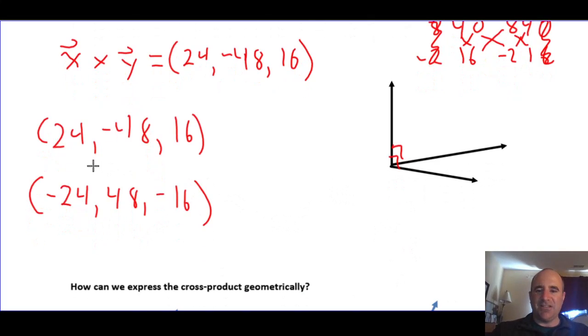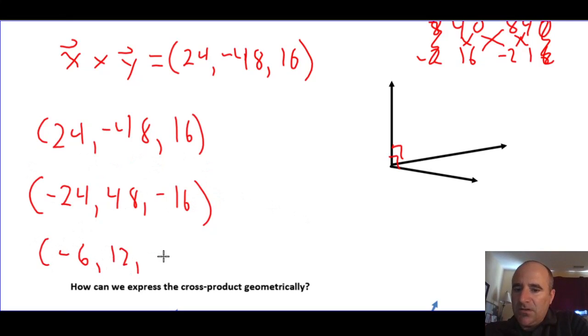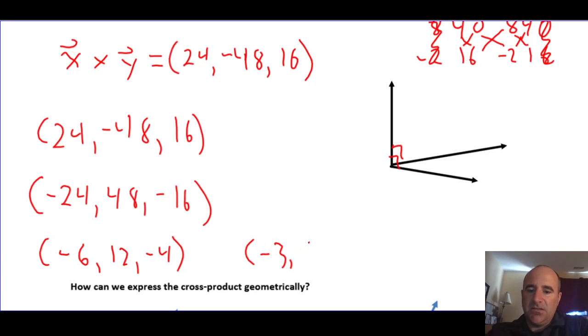Another thing you might realize, these are all divisible by 4. Why not shorten this up? Okay, divide by 4, you get 6, you get 12. You get negative 4. There's another one. Okay, they're also all divisible by 8. So I could have gotten negative 3, 6, and negative 2. There's another one. So already I've answered the problem here.